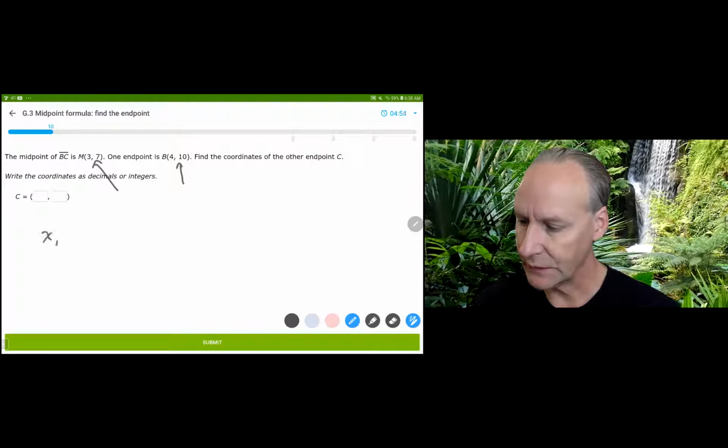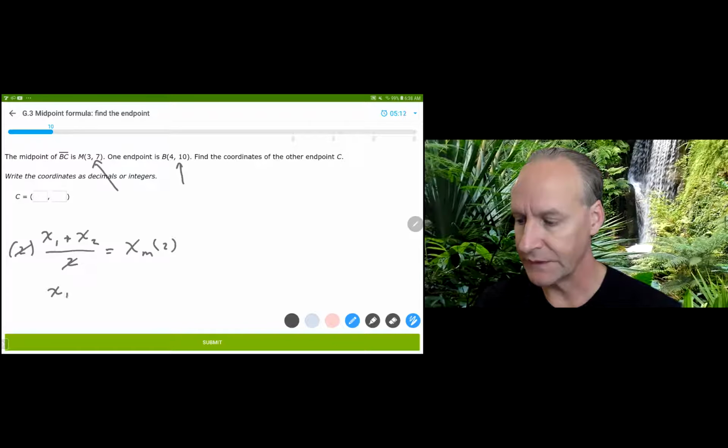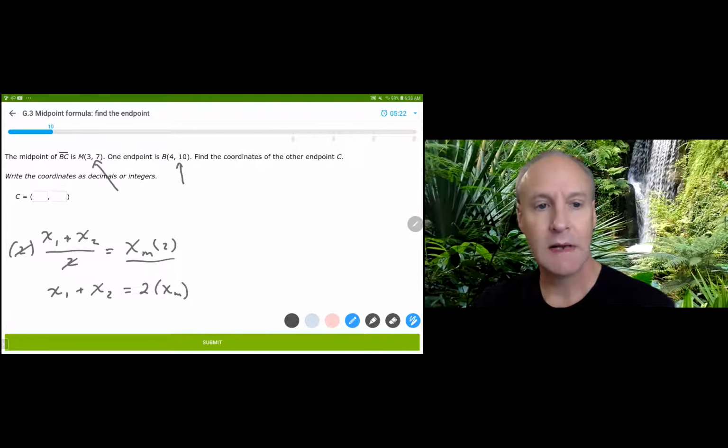I have x1 plus x2, these are my two x's that are the endpoints, divided by 2 is equal to my midpoint x. What I can do is multiply both sides by 2, and that way my formula looks a little bit nicer. In other words, if I add up my two x's, I always get double the midpoint. Now, this is going to be a lot easier because it's going to have one less step every single time, because I'm just going to put my midpoint in and I'm almost done already.